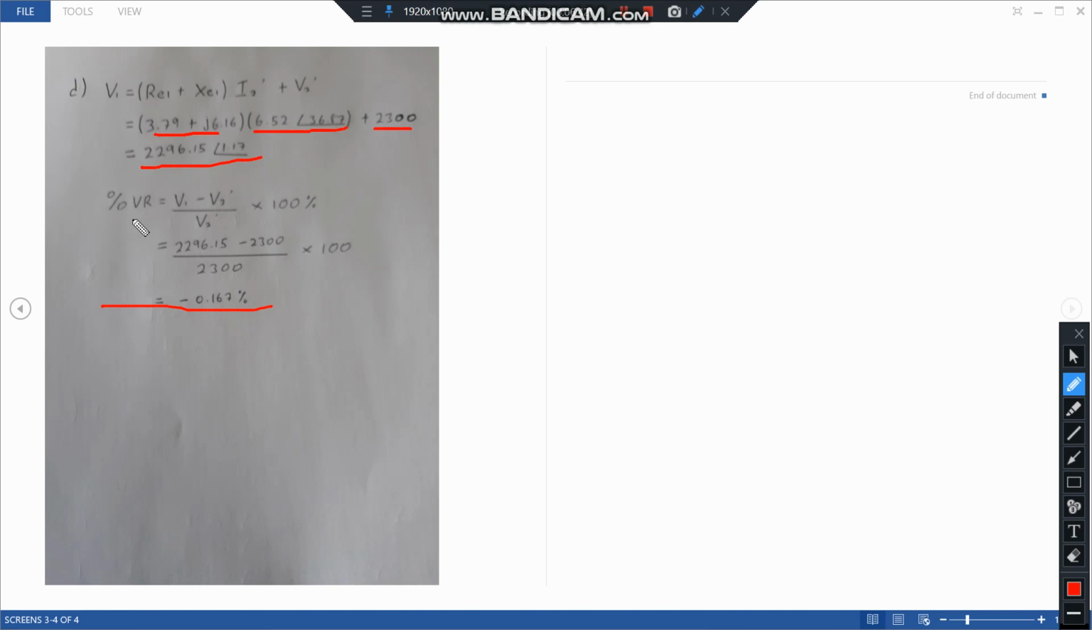After that, you just find the percentage of voltage regulation. Just key in and times 100, and you will get this answer.